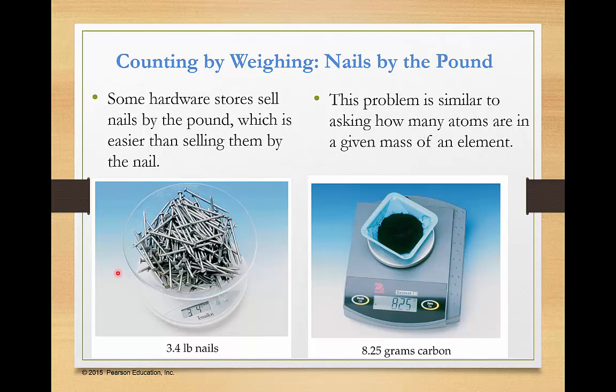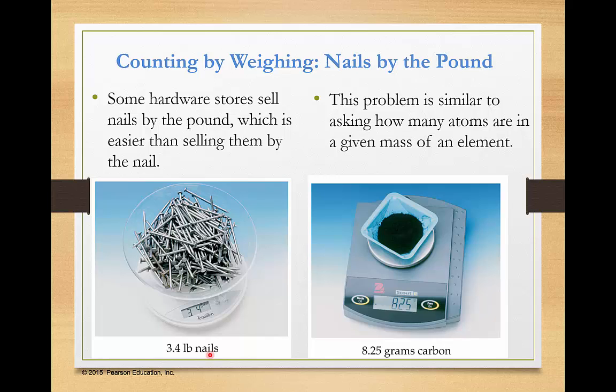Probably not. Probably what they're going to do is say, okay, what's the mass of one nail? Let's say the mass is 3 grams. Then if I need 1,000 nails, what do I need to weigh out? 3,000 grams, or in this case, we're measuring the nails in pounds. So they would know if this is 3.4 pounds of nails, they know approximately the number of nails they would have in there based on the mass of one nail.